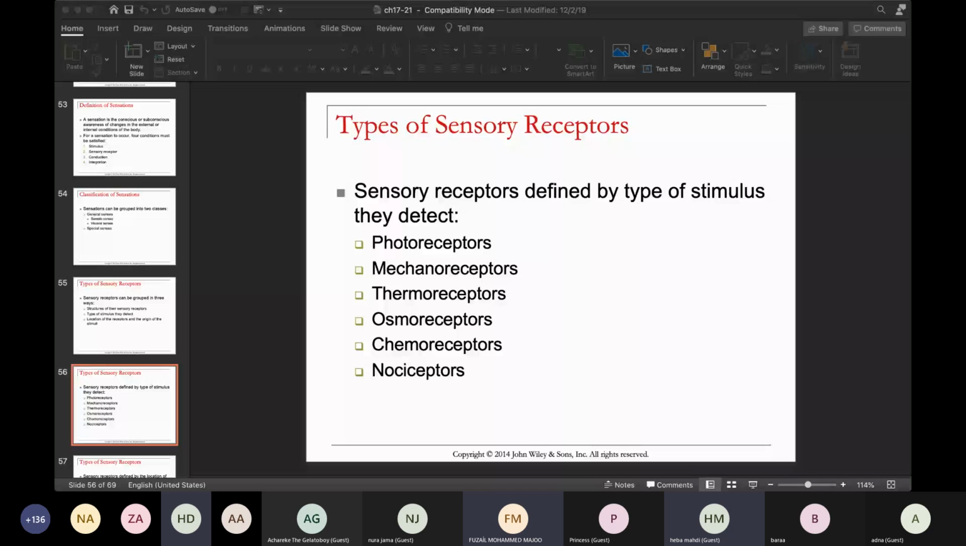Good afternoon, teacher, can I try? Mercy, go ahead. What's the answer? Nociceptors. Chemoreceptors detect chemical stimulus. No. Nociceptors do not detect chemical stimulation. Chemoreceptors do. My question was for nociceptors. So, Mercy, okay.